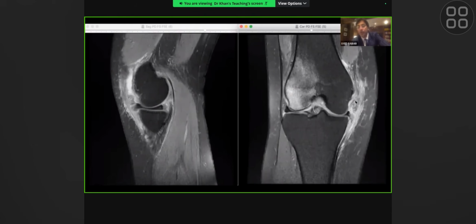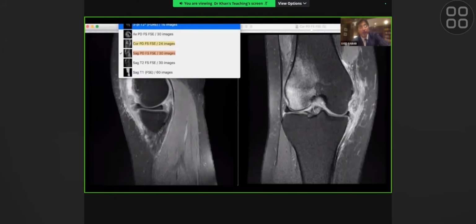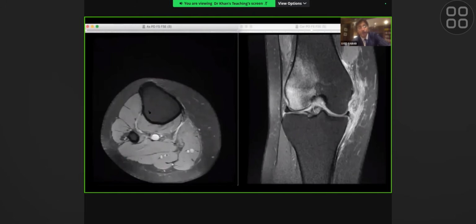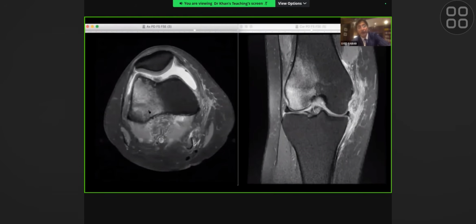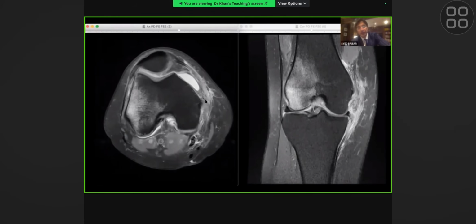So I need to now bring up the axial on the other side because I want to look at this meniscus. Because remember, it's not just the MCL which attaches here. What else attaches? The medial patellofemoral ligament. So the medial patellofemoral ligament, if I bring it up here on the axial, let's go up, is this structure which connects the medial femoral condyle to the medial patelloretinaculum.